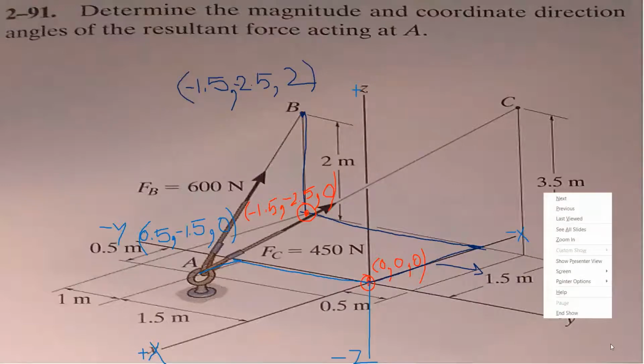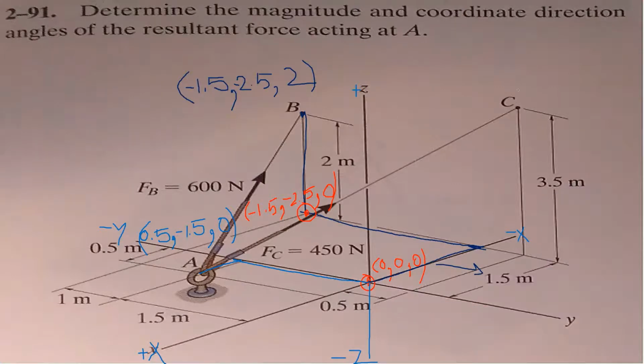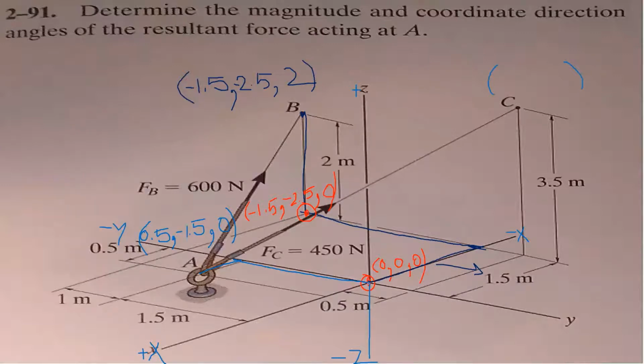Now I am moving towards the next point, and that next point is C. Let me take this color. This is point C and you have to find out its coordinates. So how can you find it out? This is your origin, and you have to move here for the point C. No, I'm not going from this point, I'm going from this point. You have to move here.